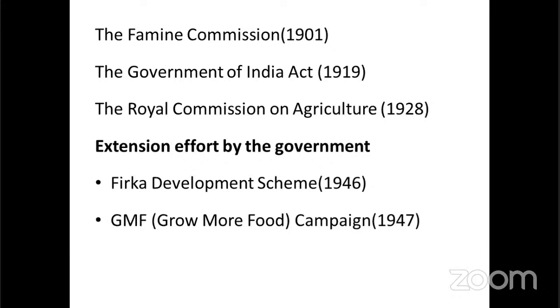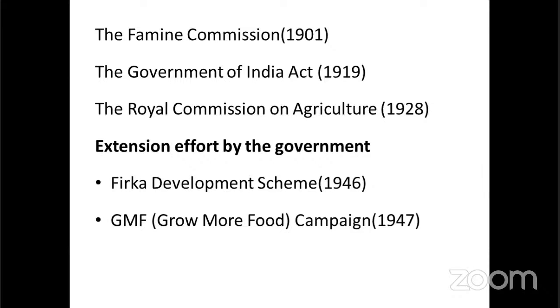Next one is the Government of India Act 1919. The Government of India Act 1919 is a very useful act because most of the agricultural developments were taken up in it. Next one is the Royal Commission on Agriculture. The Royal Commission on Agriculture was in 1928.